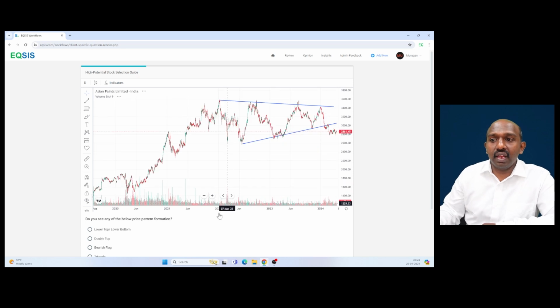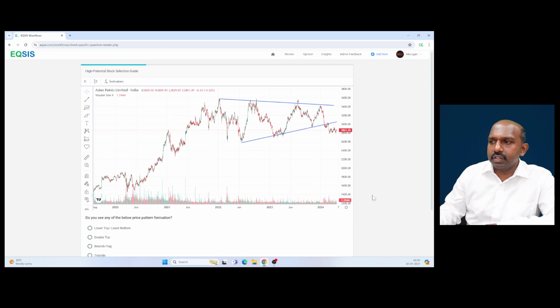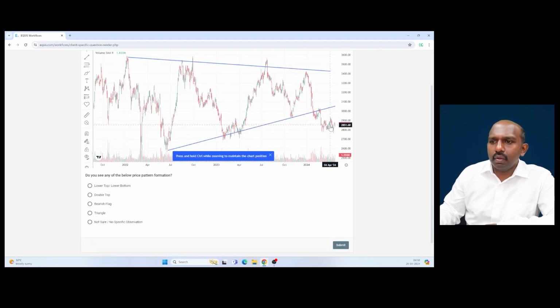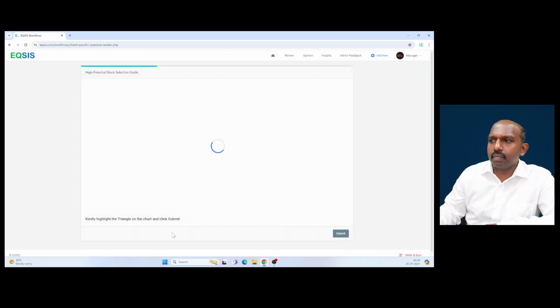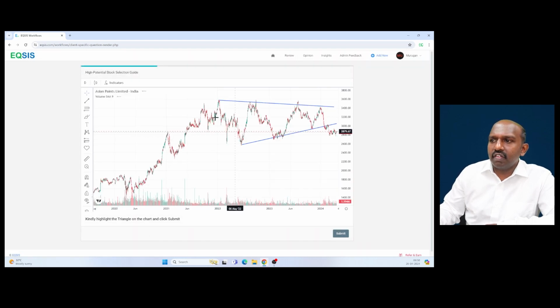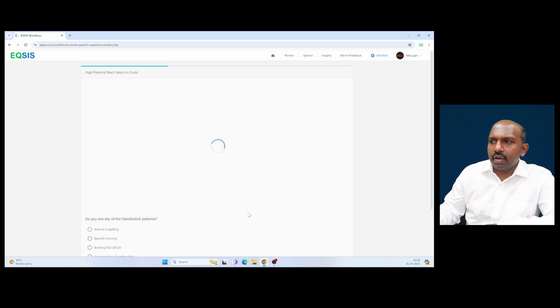Do you see any of the below price pattern formations here? We do see a triangle here. So I mentioned a triangle at this moment. Since I've already marked the triangle, I'm skipping this particular step here.